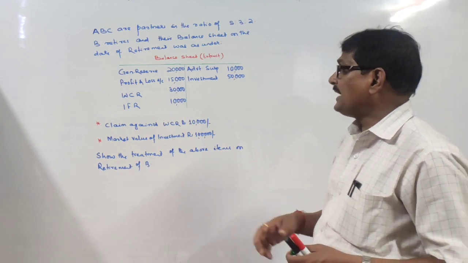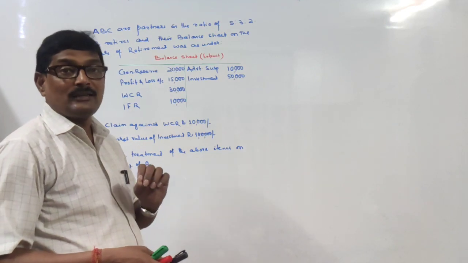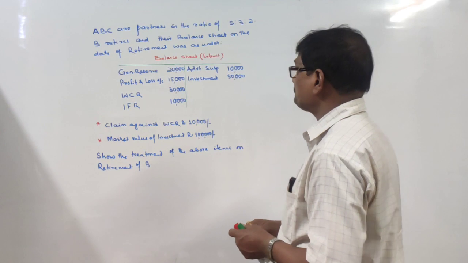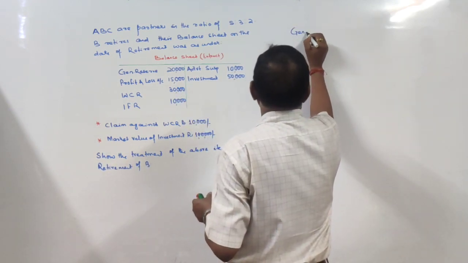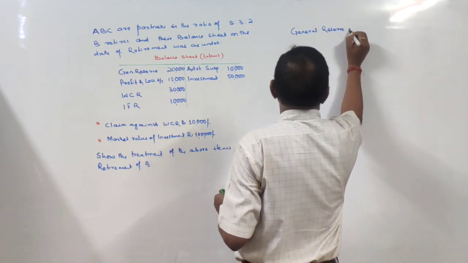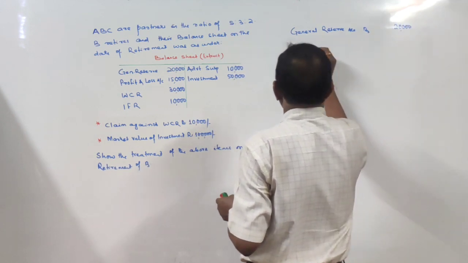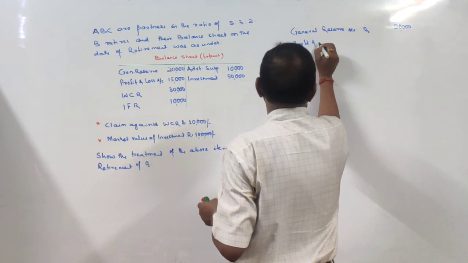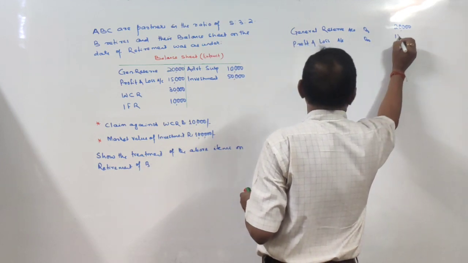What we will do? The accumulated reserves and profits are to be distributed among old partners in the old ratio, including the retiring partner. So the entry will be general reserve account debited, that is 20,000. You have to write it in the proper format. Profit and loss account debited, that is 15,000.